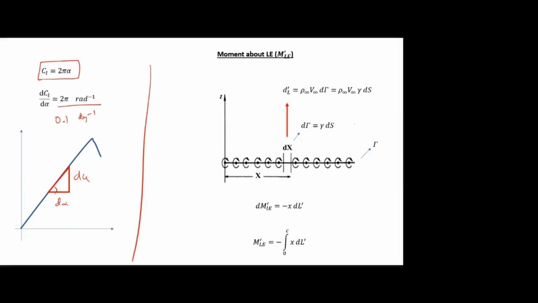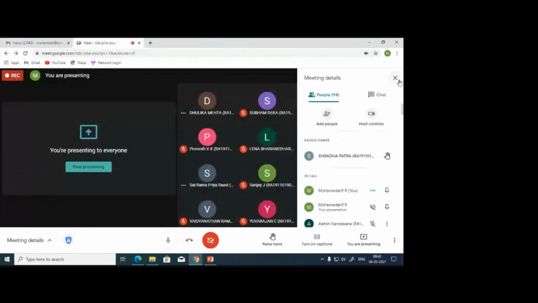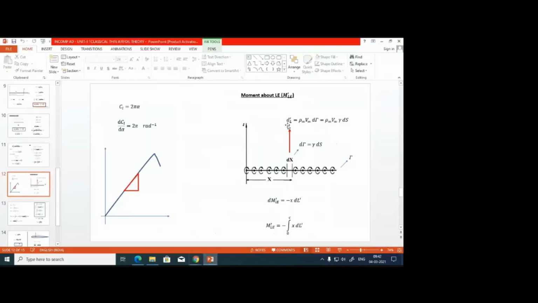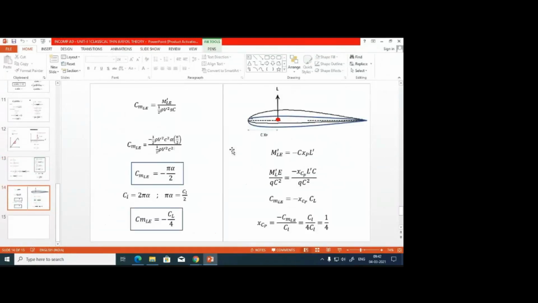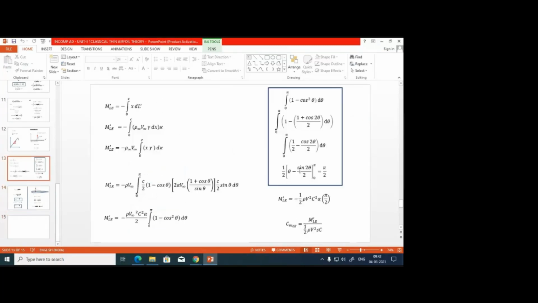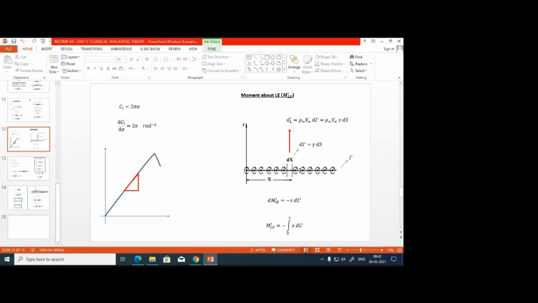Shall we proceed or we can take a break? So remaining is the moment equation, then the center of pressure. That's it. Shall we proceed? Yes, sir.